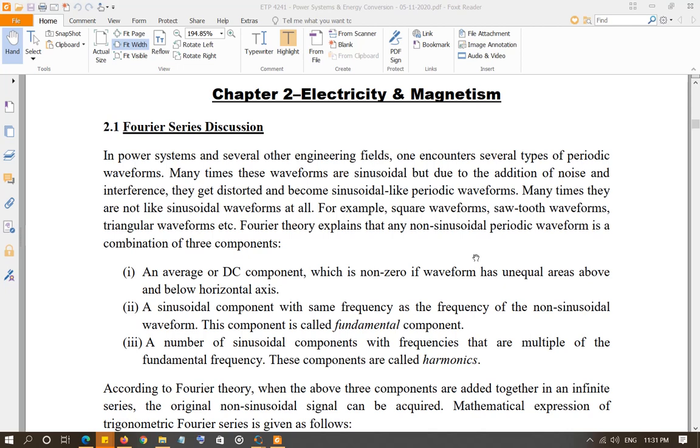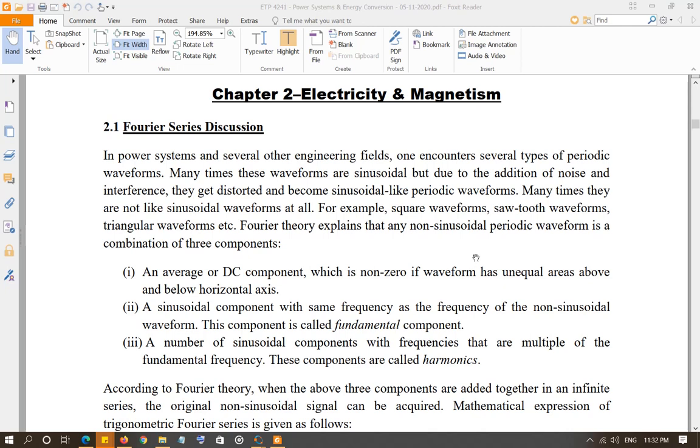The only reason I'm discussing Fourier series in this course is, when the voltage is generated through generators, generally it is assumed that it is a perfect sinusoid AC voltage, and many times it is not. So the only reason we are discussing Fourier series is that Fourier series gives us the information that any periodic waveform which is non-sinusoidal is always comprised of three components.